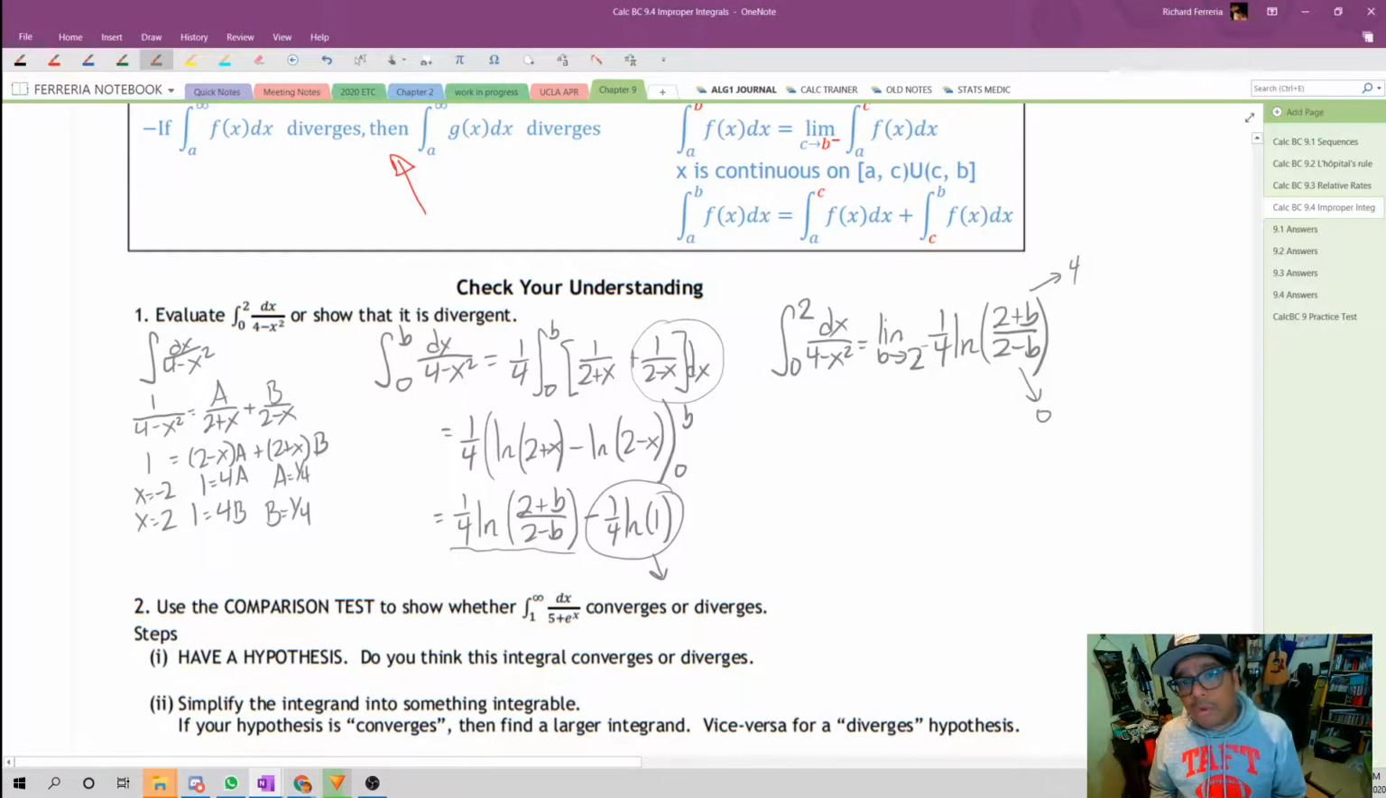Remember, we're approaching 2 from the left side of it. So like 1.9, 1.99. So we have a positive over a positive going to infinity. This is going to go to the natural log of positive infinity, which goes to infinity. So this is a divergent integral. I don't know why I felt so unsatisfied about that, but it is a diverging integral.